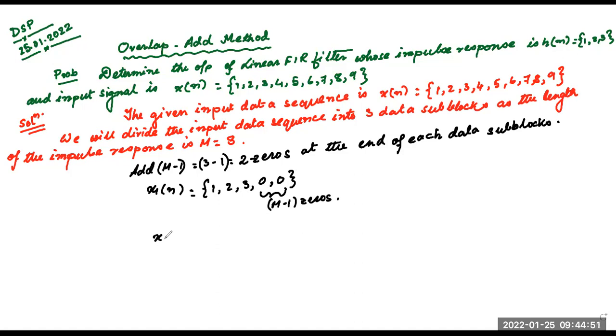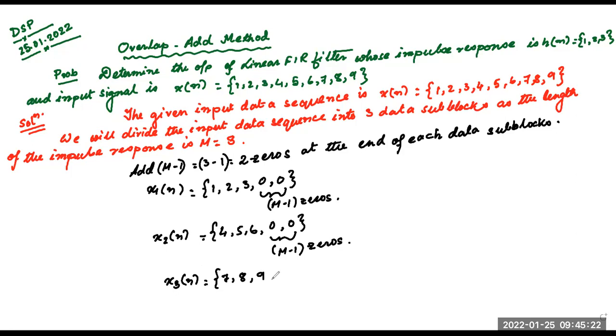Next, x2(n) will be 4, 5, 6, 0, 0. So these are m minus 1 zeros. x3(n) will be 7, 8, 9, 0, 0. These are also m minus 1 zeros.